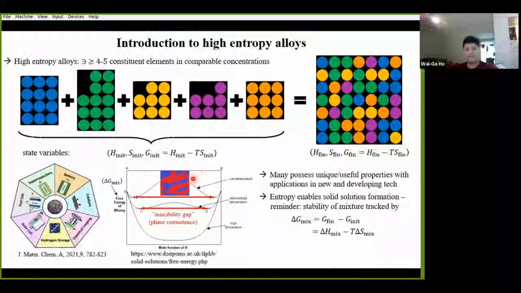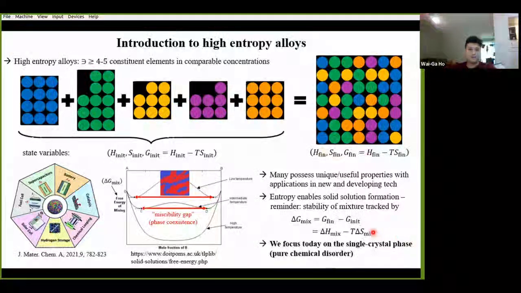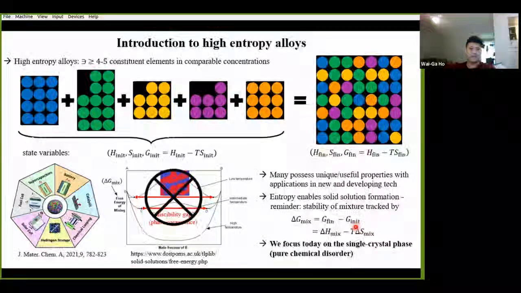Now, similar multi-phase physics is definitely relevant for high entropy alloys, especially when we're talking about things like graining or microstructure of the alloy and mechanical strengthening, right? But before we can even think about multiple phases, we should at least develop a more complete understanding of the single phase physics, right? So for that reason, today we're going to mainly be focusing on the single crystal phase in high entropy alloys, which is just a problem that's controlled by chemical disorder, like what's shown over here.